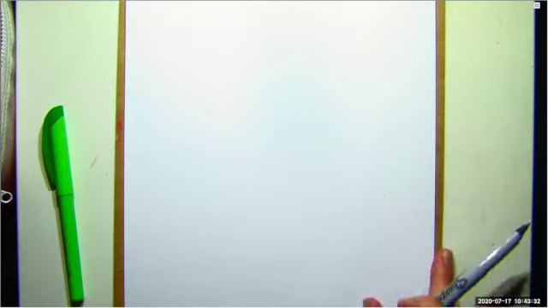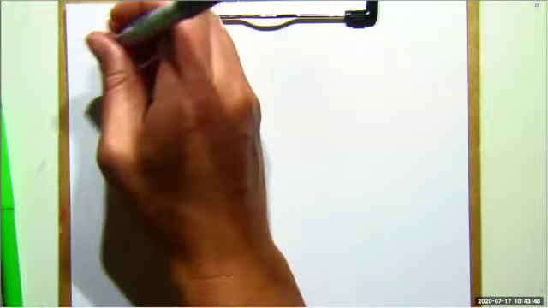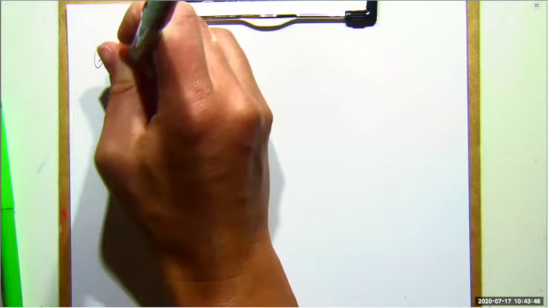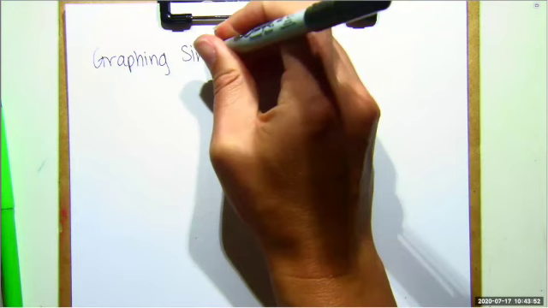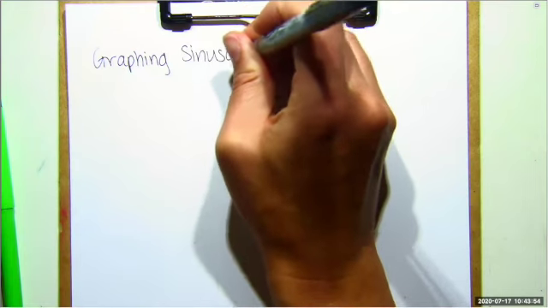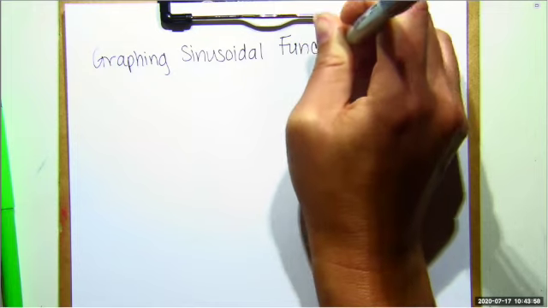Okay, so when we have functions of the form sine and cosine multiplied by some number outside the function, inside the function, we refer to these as sinusoidal functions. So graphing sinusoidal functions.